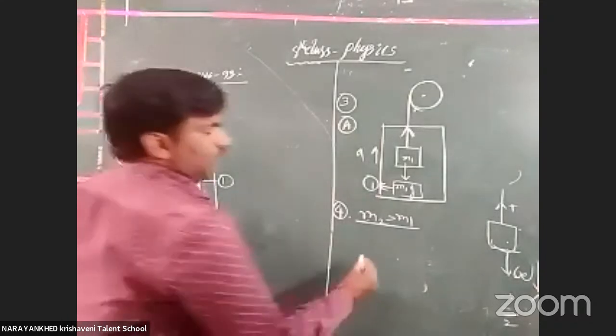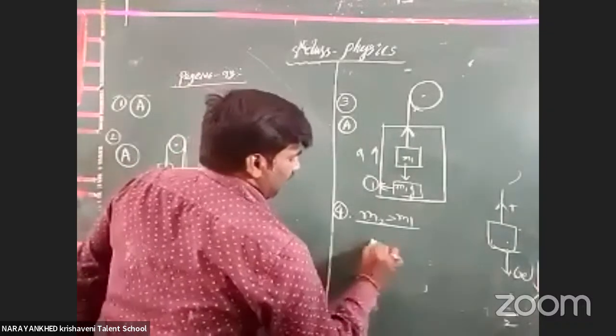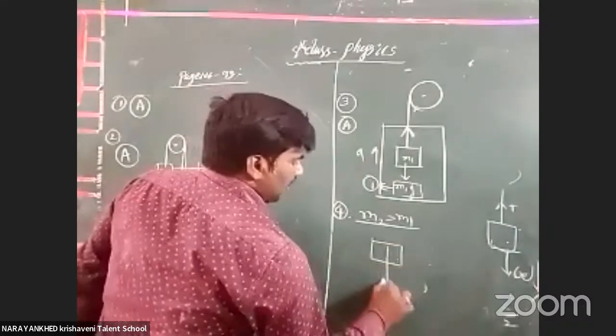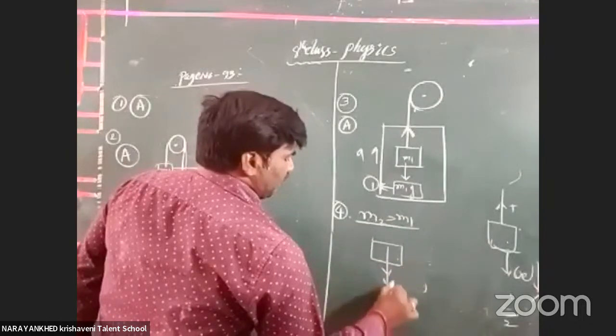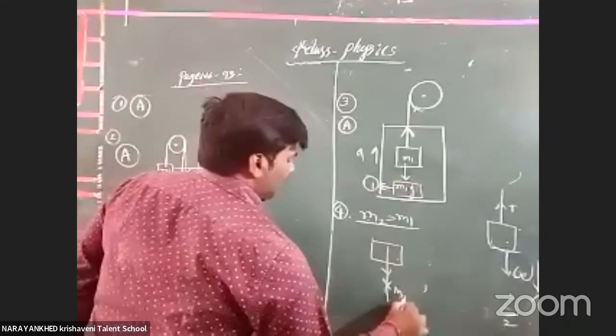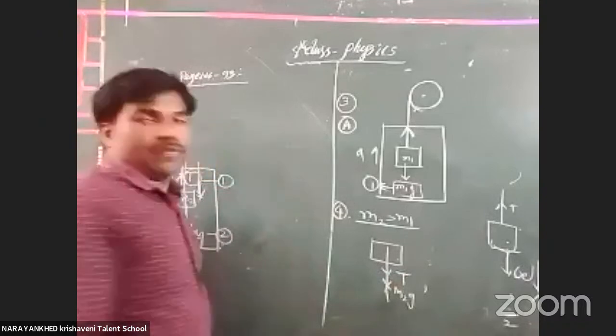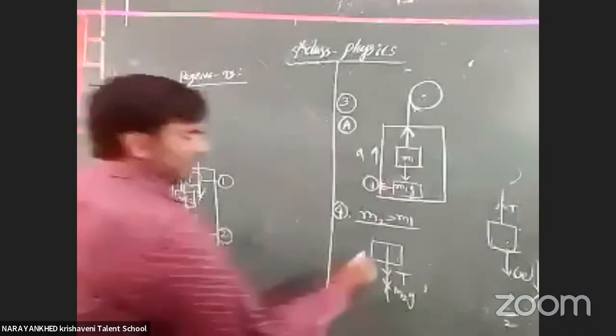Now, because of that, M2 is angled by the things, but two forces are working in this direction only. One is M2G, another one is T. Okay, clear or not? When we take it in M2.